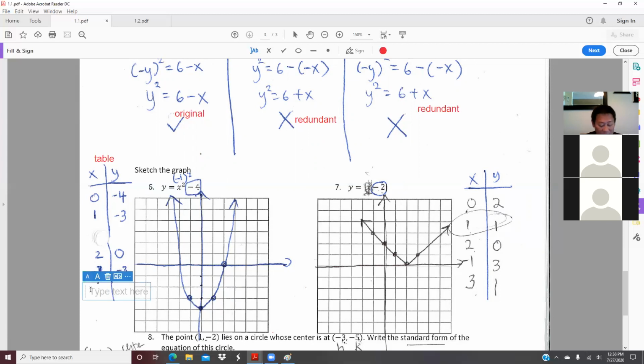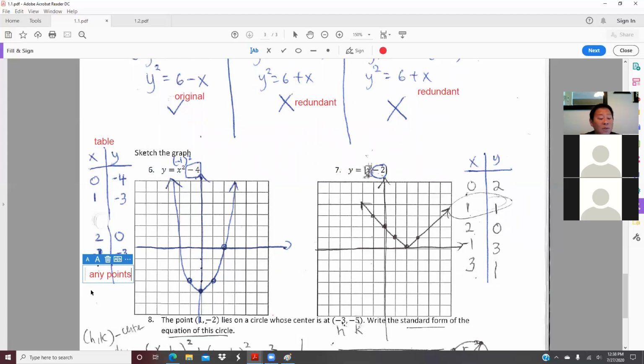And again, you can use any points you want. A lot of students try to say, I don't want to use negative points. Do include some negative points here, okay? Some of you were like, I want to do 0, 1, 2, 3, 4, 5. I mean, you can do it, but then you only get the positive side of the graph. You don't know what happens to the negative side of the graph. So I want you to include some negative points so you know it goes that way.